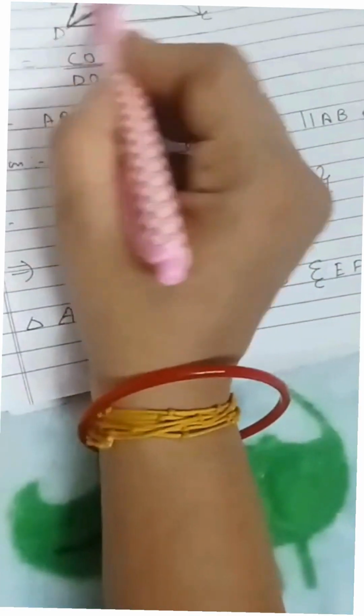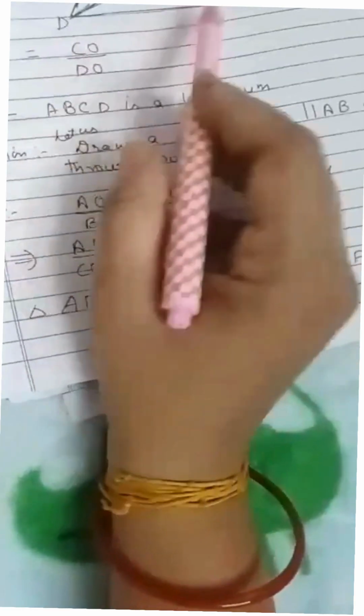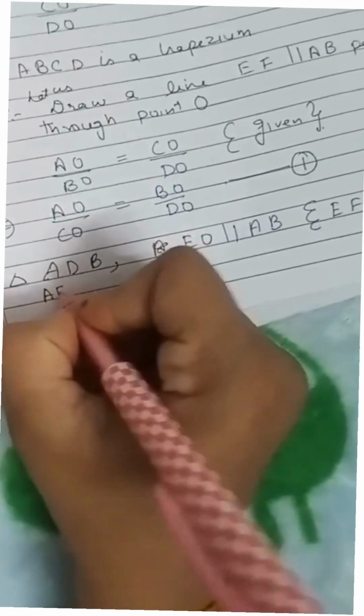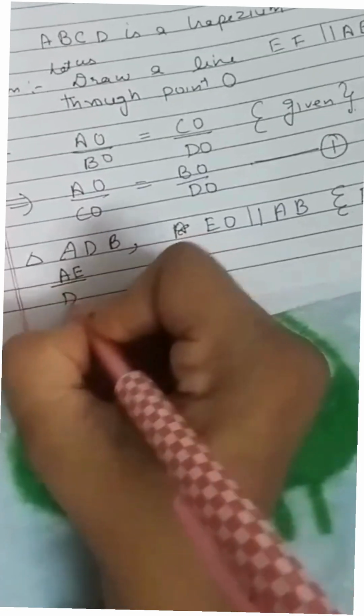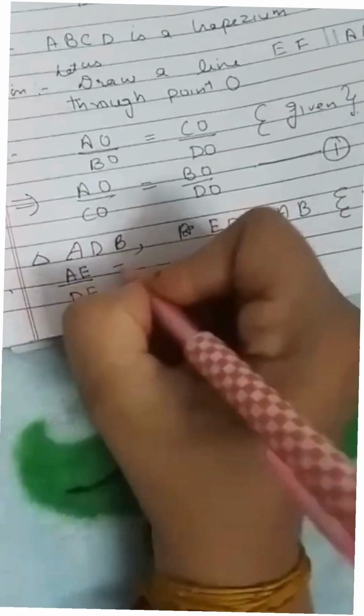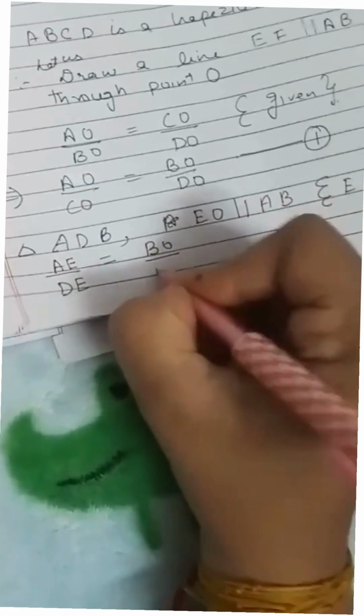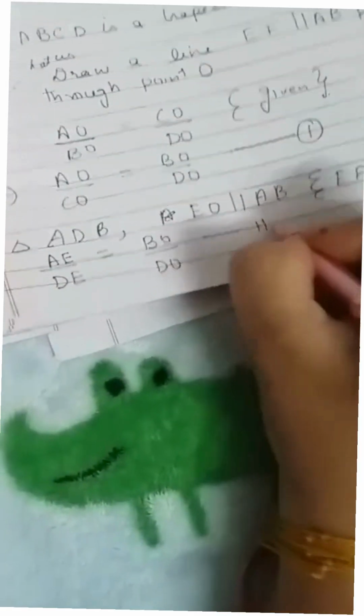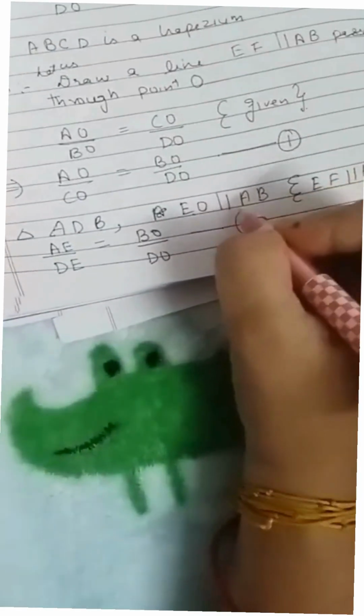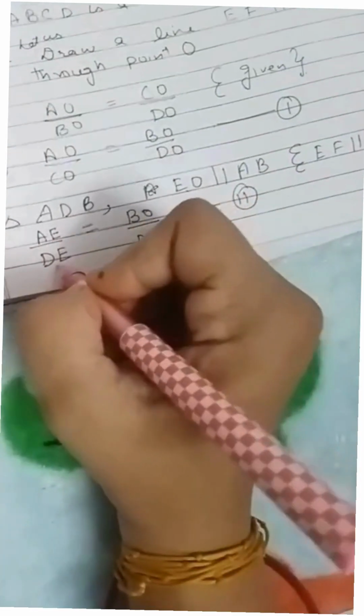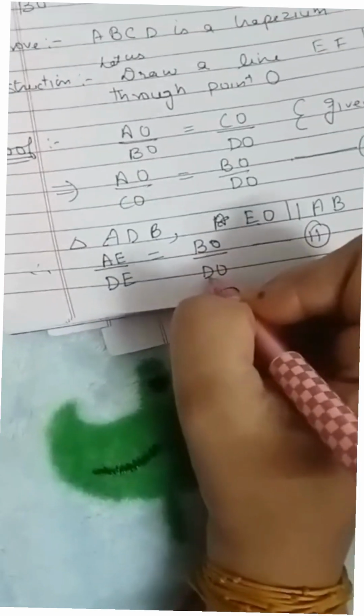So we can write that EF is parallel to AB, so EO is also parallel to AB. When EO is parallel to AB, it divides the sides in a ratio. So AE/DE equals BO/DO. You can consider this as equation 2. In triangle ADB, EO is parallel to AB, because EF is parallel to AB. Therefore, it divides AD at E and BD at O proportionally.